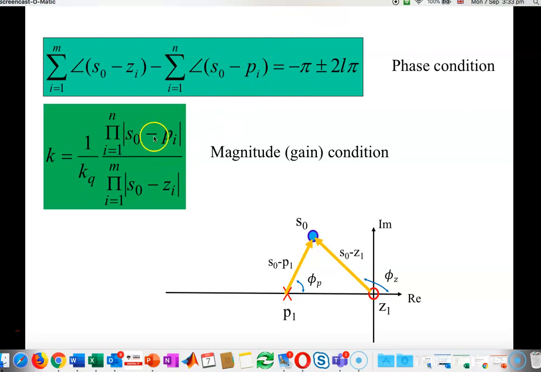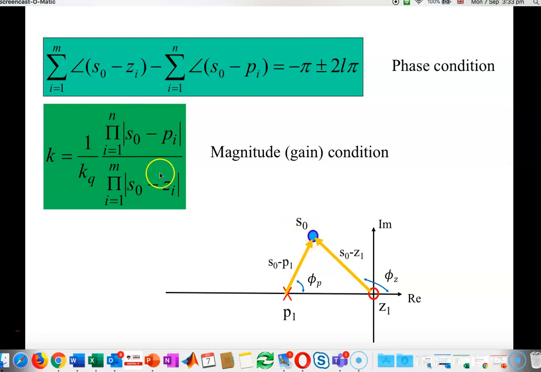Now to apply the gain condition, what you do here is actually simpler. You work out the distance, the length or magnitude, from this point to each open-loop pole, and you put them on the top. Then you work out all the distances from that point to all the open-loop zeros. In my example there's only one, but if you have two, you work out two distances, and put them on the bottom. Do a division between the two. That will give you the K value that moves the closed-loop pole to that point, provided this point is actually on the Root Locus.